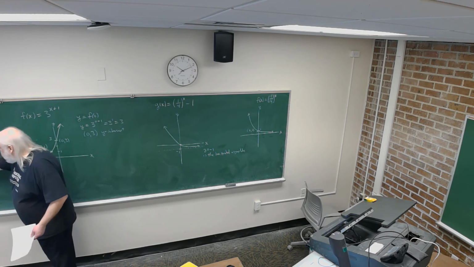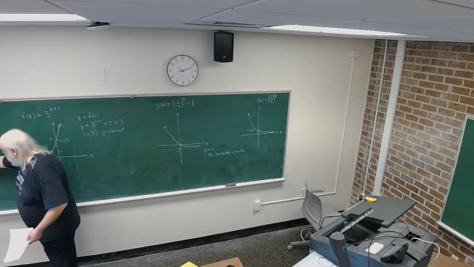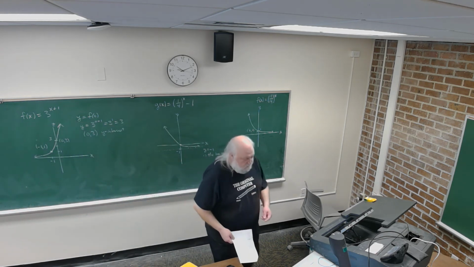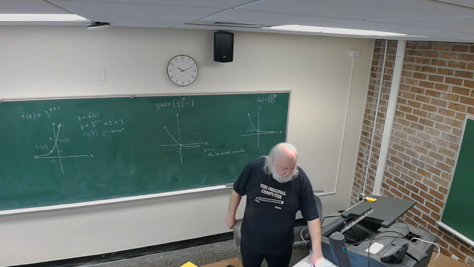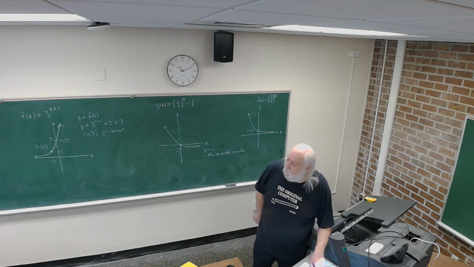3 to the x. It goes up and to the right, from left to right, and it crosses the y-axis at y equals 1. Y equals 1 is the y-intercept, and the horizontal line y equals 0 is a horizontal asymptote. So this is what the graph basically looks like for any exponential function where the base is greater than 1.